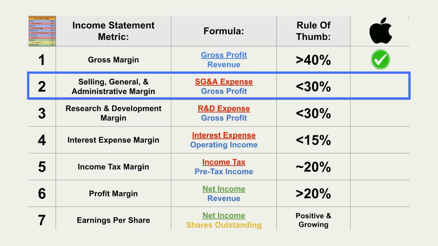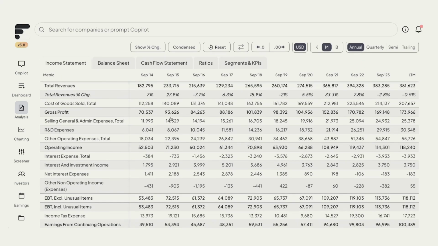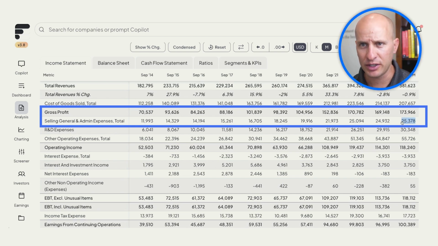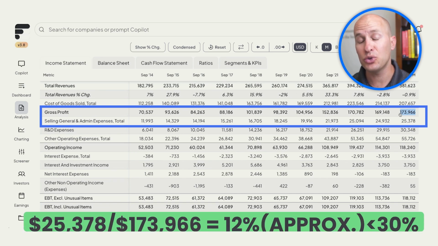Moving on to rule of thumb number 2, a company's selling, general, and administrative margin. Remember that Buffett wants to see this number be under 30%. Now, if we head on over to FinChat and pull up the company's gross profit and the total spending on selling, general, administrative, we can see that over the last 12 months, Apple spent $25 billion on selling, general, administrative, but the company generated $173 billion in total gross profit. If we do that math, we see that this company's SG&A margin is about 12% or so.